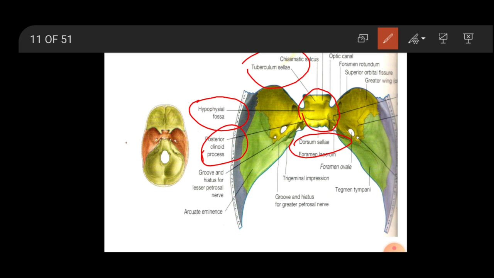So these are the bones. You have the body of sphenoid and the greater wing of sphenoid, which form part of the boundary of the middle cranial fossa. And you have the temporal bone, which is in green color. The petrous part and the squamous part of the temporal bone form part of it, and a small part of the parietal bone forms the boundary of this middle cranial fossa.